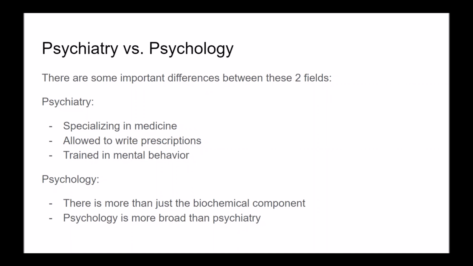Psychiatry versus psychology. There are some very important differences between these two fields. Psychiatry specializes in medicine. Psychiatrists are allowed to write prescriptions and they're trained in mental behavior. With psychologists, there's more than just the biochemical component that you'll find in psychiatry, and psychology is much more broad than psychiatry.